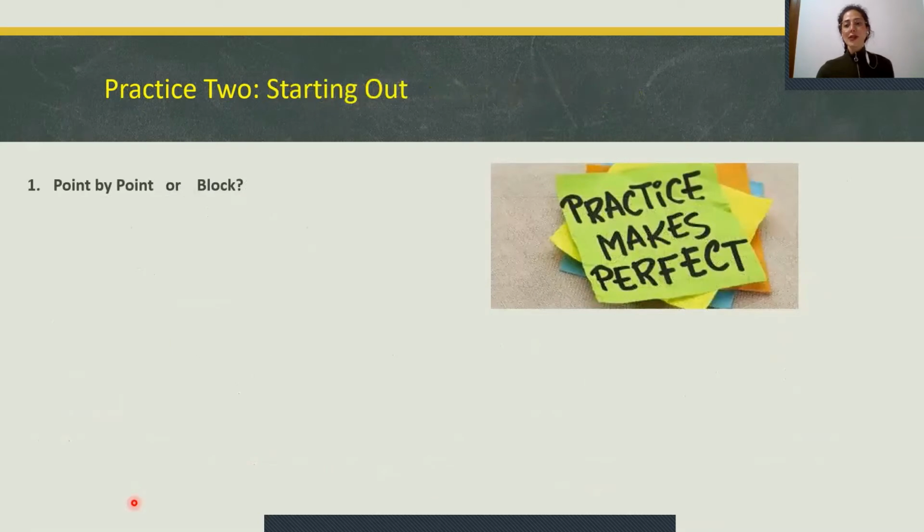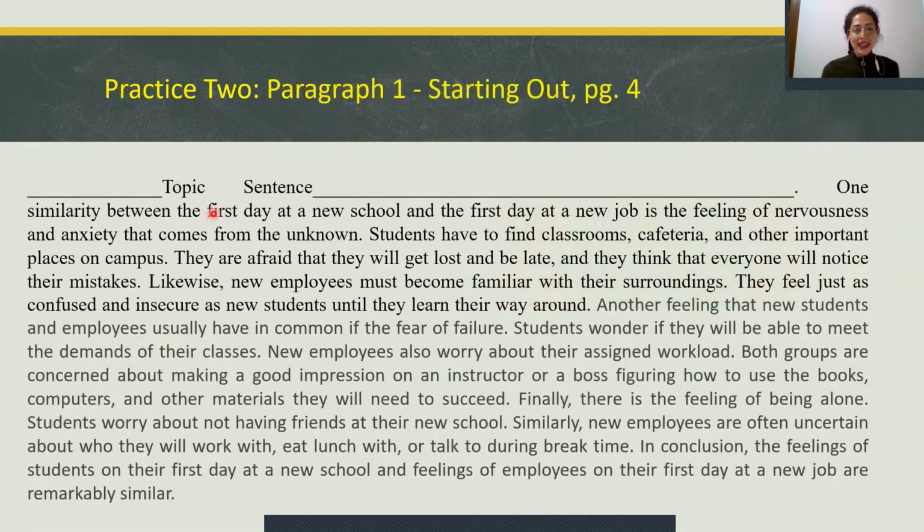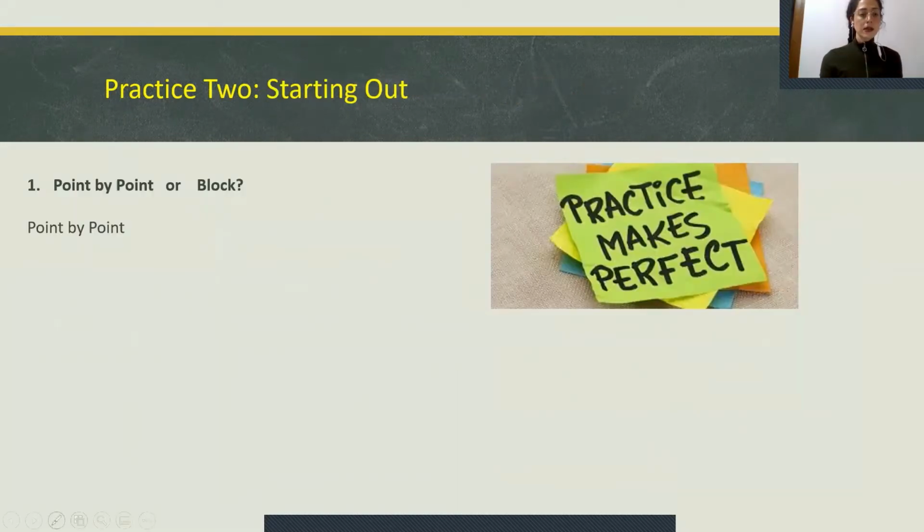Okay, first I will decide whether this paragraph is written in the way of point by point or block. Okay, let's check it again. The nervousness, 1 point. Okay, and the second point, fear of failure. Okay, and uncertainty. Yes, okay, the answer is point by point.